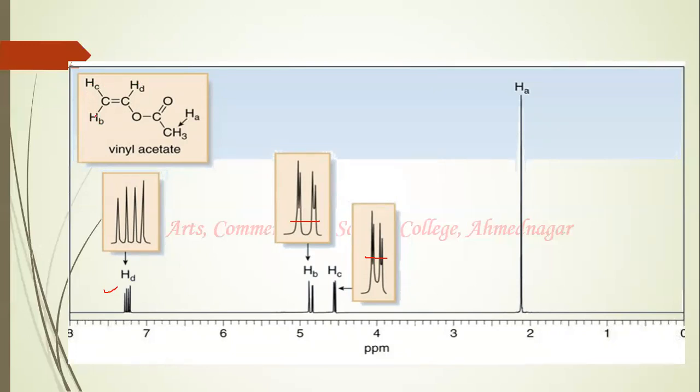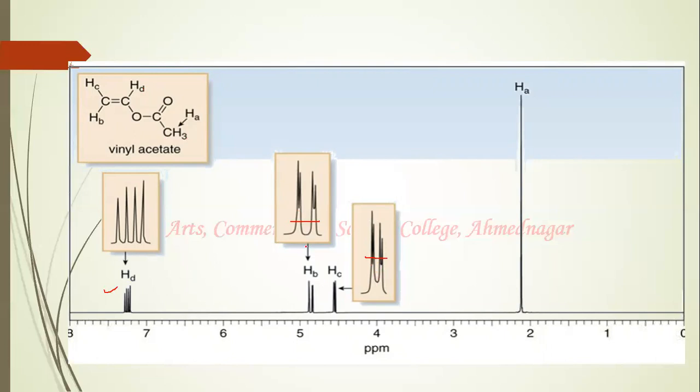But now if I want to know the difference between these two signals, B has one of the coupling constant values very large, that is the trans coupling constant value. So see, the two pairs of doublets are well separated here, and here you have a very small distance between these two doublets.